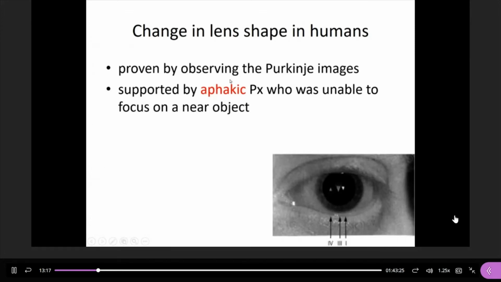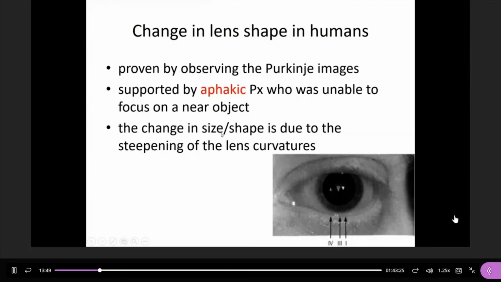Aphakic means the patient doesn't have a crystalline lens. So for those who do not have a crystalline lens, of course, you might not be able to see Purkinje images 3 and 4. This suggests that these patients, if they don't have the crystalline lens, cannot accommodate. So this is another evidence to suggest that the lens is the major component responsible for accommodation.